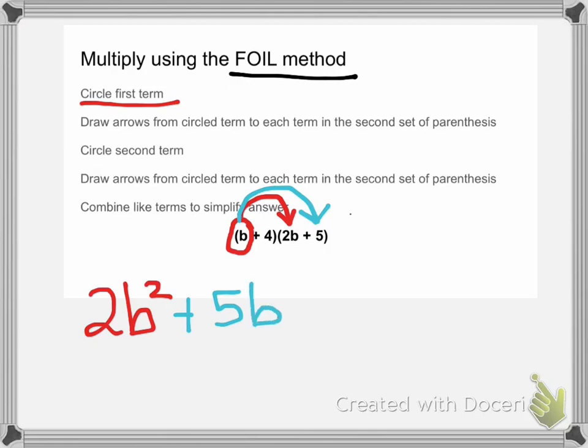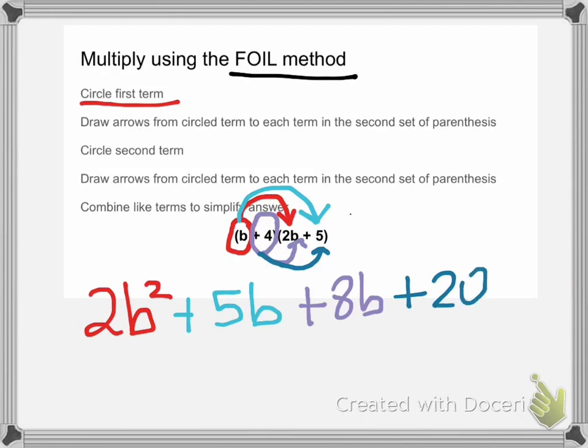Now I've multiplied everything in the second set of parentheses. So I need to go to the second term. My second term is positive 4. So I'm going to multiply positive 4 times 2B. Those are my inner terms. That would be 8B. And then finally I've got to multiply the 4 times the second term in that parentheses, which is 5. Those are my last terms. That gives me 20.